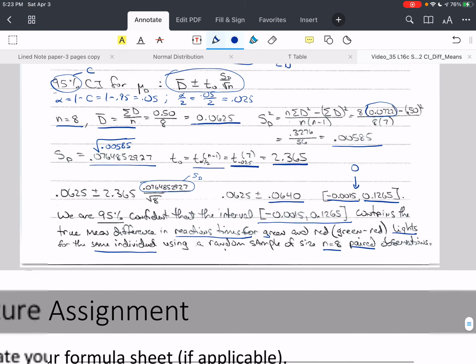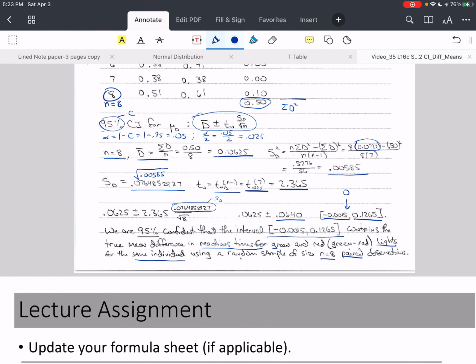Okay, so that is how we do paired differences. So we've done case 3 of mu 1 minus mu 2, where the variances are unequal, and we used Welch's t-test, and we did the paired t-test, so for paired samples.